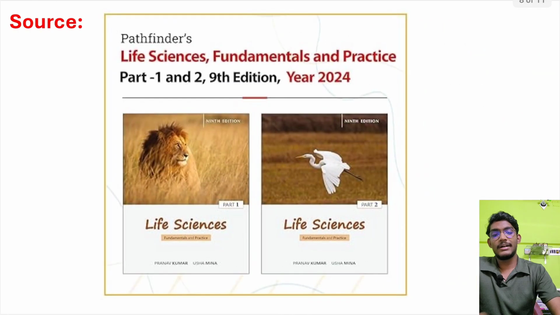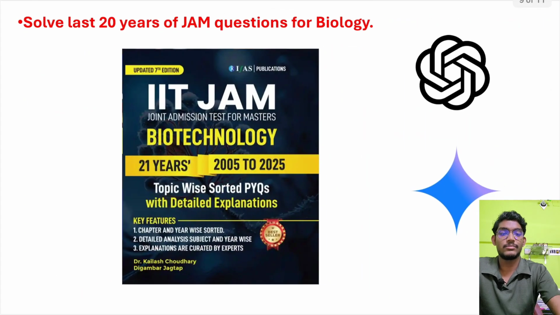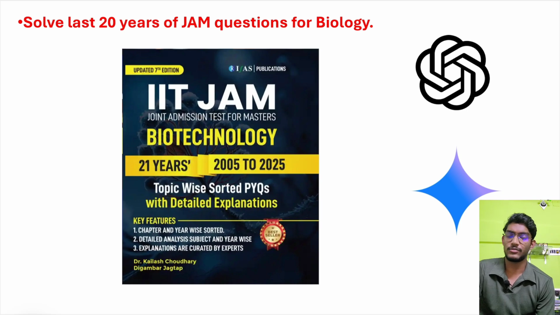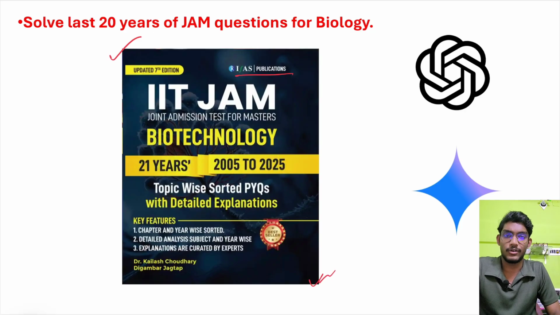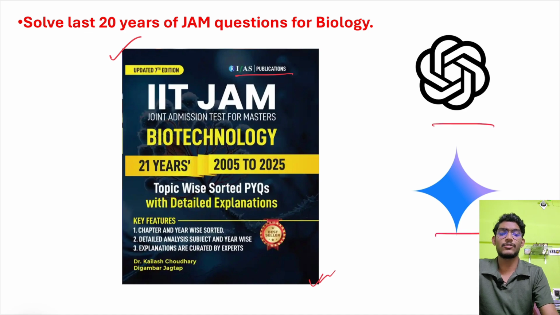Now whenever your theory portion is complete, you need to practice a lot of questions. Personally, for practicing questions, I used the IFAS publication book, IIT JAM Biotechnology previous year questions. You can complete the book, and you should complete almost the previous 15 to 20 years of questions. For this particular book, many questions are given wrong. So if you feel that a question is wrong, you can use ChatGPT or Gemini or Grok AI or any other AI tool to recheck the answer.